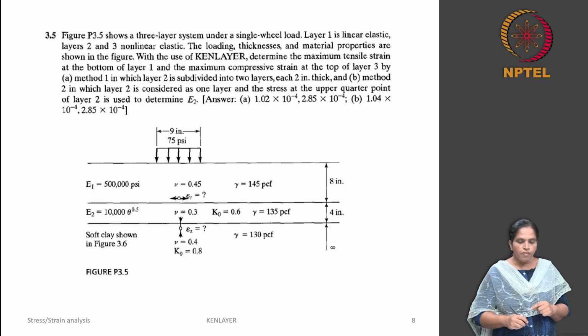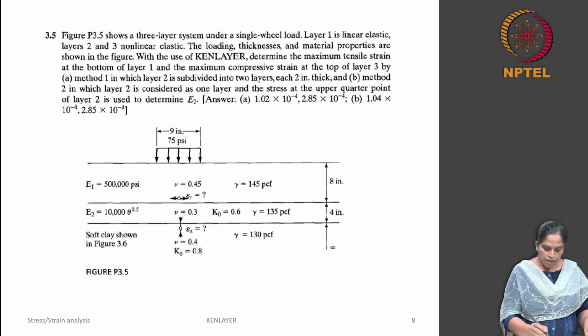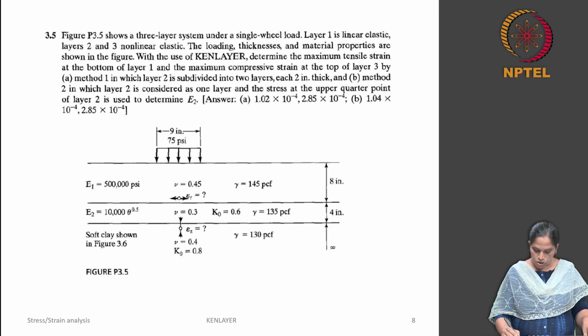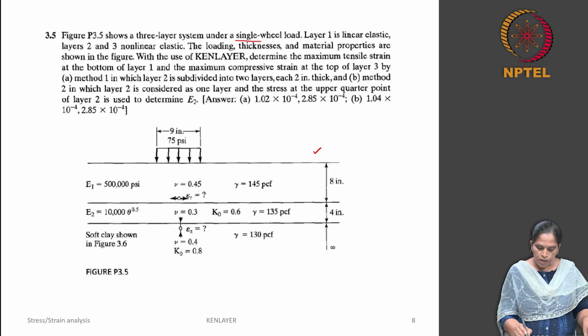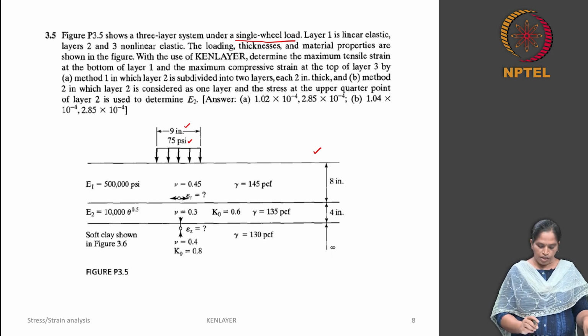Now, we will solve this numerical using the KENLAYER software. You have a 3-layered structure as shown in the figure below, and it is subjected to a single wheel load. The single wheel load has a pressure intensity of 75 psi and the diameter of the load application is 9 inch. We will use inches and psi for the solution here.